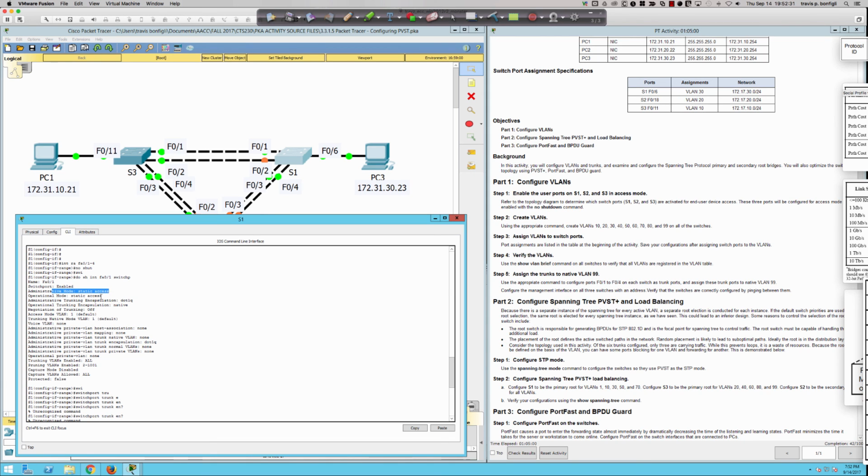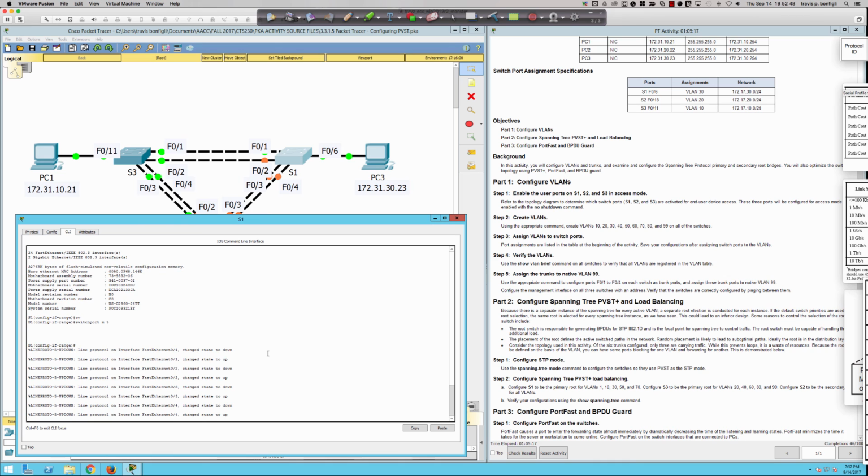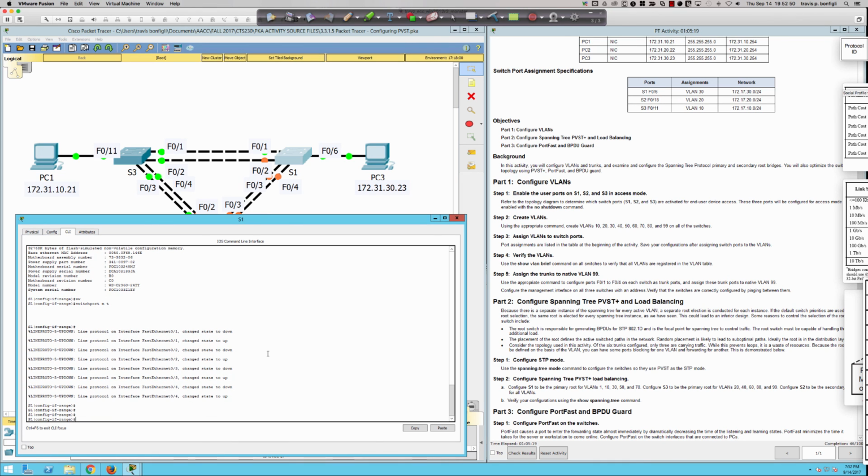3560 V2s and the 2960s, but then it negotiates to access because auto and auto is not going to successfully negotiate a trunk, right? So for some reason here, Packet Tracer has this static access. So we're going to go ahead and say switchport mode trunk or just switchport mt. Now, I've hard-coded it as a trunk port.